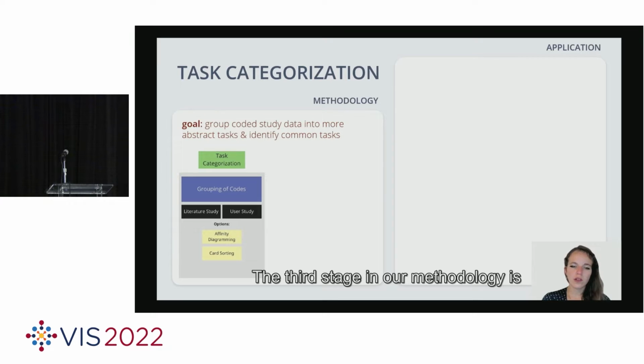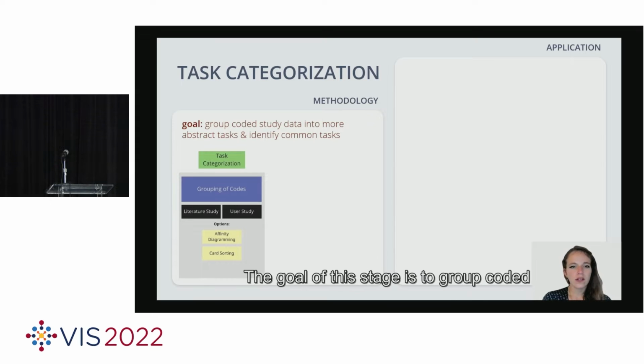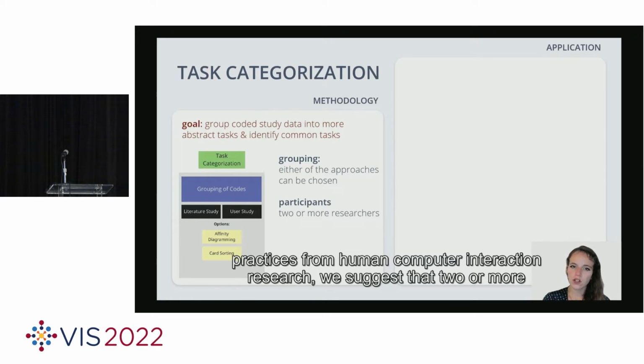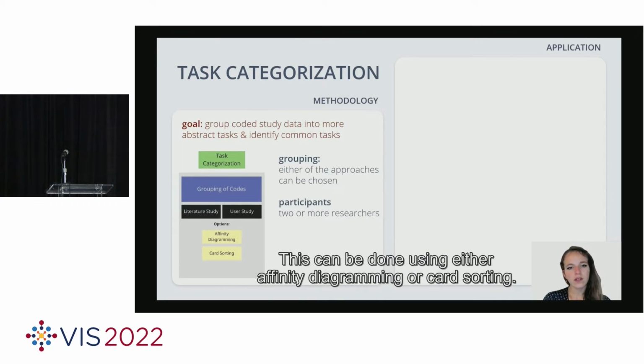The third stage in our methodology is the task categorization of coded data independently of the 2 sources. The goal of this stage is to group coded study data into more abstract tasks and identify common tasks. Following best practices from human-computer interaction research, we suggest that 2 or more researchers are involved in creating the task categorization. This can be done using either affinity diagramming or card sorting.